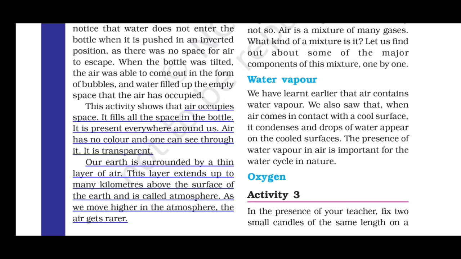What do you mean by the surface of the earth? That means the outer boundary of earth. So our earth is surrounded by a thin layer, and that thin layer is known as atmosphere. Is it clear, bacha party, what is atmosphere? There is one more thing related to atmosphere. As we move higher and higher in the atmosphere, that means if we start from the ground and go higher and higher, the air gets rarer. Rarer means the air gets thinner. So as we go up and up, the air becomes thin.